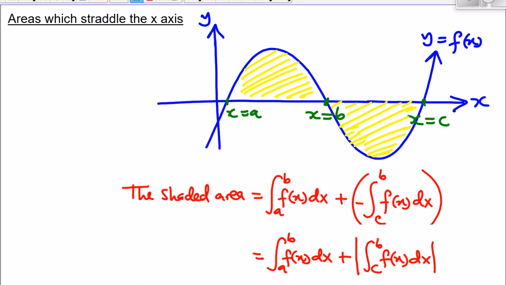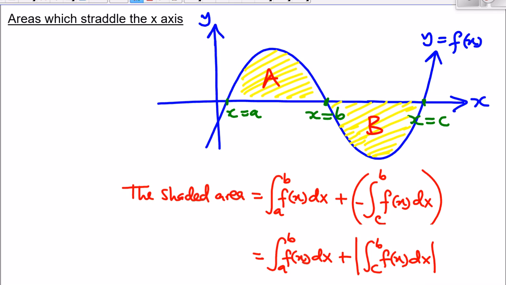Sometimes you can also have areas straddling the x-axis. So for example, here we have this function being positive above the x-axis and then negative below the x-axis. But we want to find the area of these two parts.